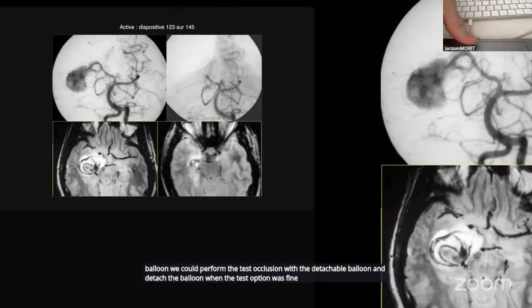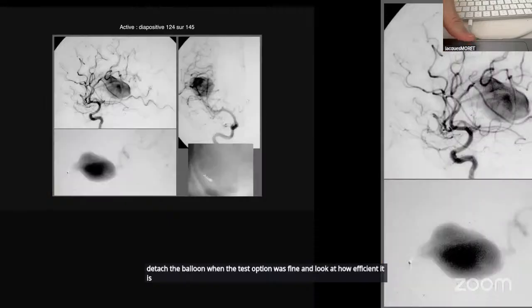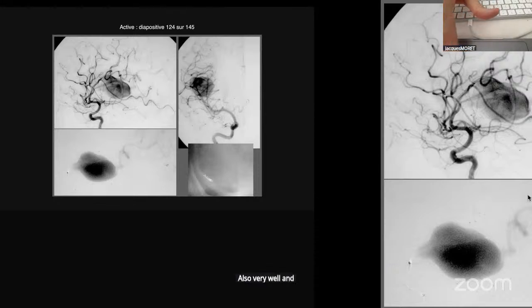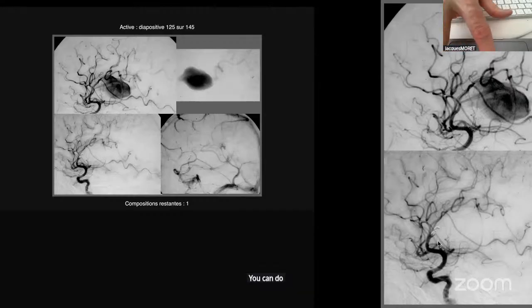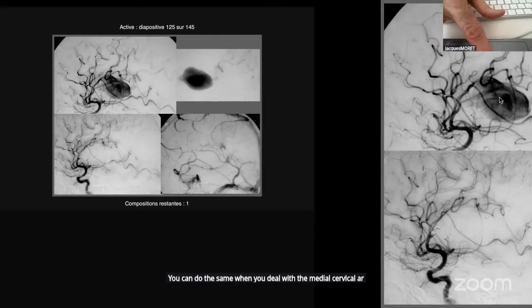And look at how efficient it is regarding the shrinkage and the treatment of this aneurysm. So all those dissecting aneurysms at the level of the P2 are also very well and very safely treated by parallel artery occlusion. You can do the same when you deal with the middle cerebral artery branch, huge dilated, one single exit.